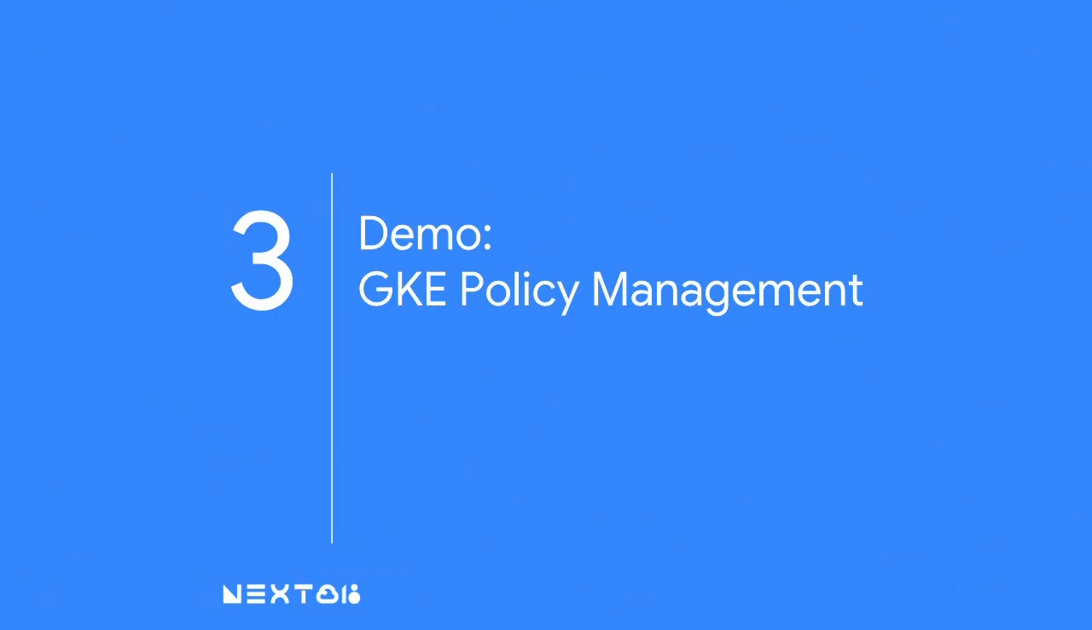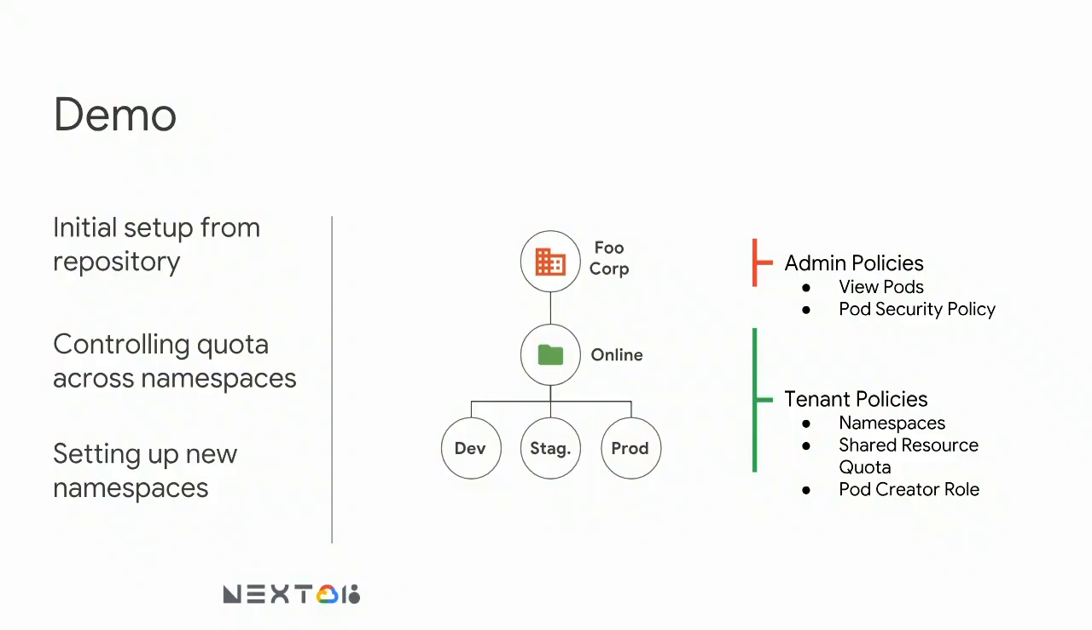Before I get into the demo, I just want to set the stage a little bit. So Ray showed you a Git example a little bit earlier. That's what I'm going to walk through here and show you how I define some namespaces, how I set up tenants so that they can deploy their pods on the clusters. We'll talk a little bit about controlling quota, particularly controlling quota across namespaces. And then we'll set up a new namespace for a new tenant just to show you what that looks like. We'll do it across a couple clusters.